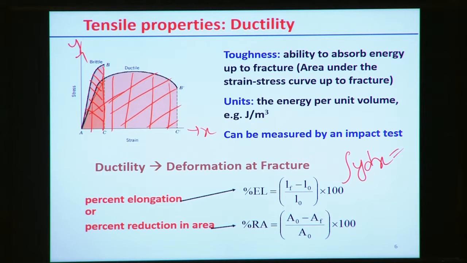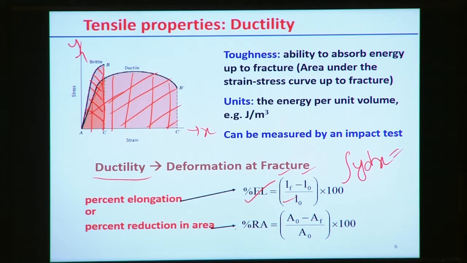Now we can measure the ductility also. If we take the reference point as deformation at fracture, then we can measure ductility in terms of percentage elongation or percentage reduction in area. For example, the percentage elongation can be measured from the final length and the initial length, with respect to the initial length, and if you multiply by 100, that indicates the percentage elongation, a measure of the ductility.